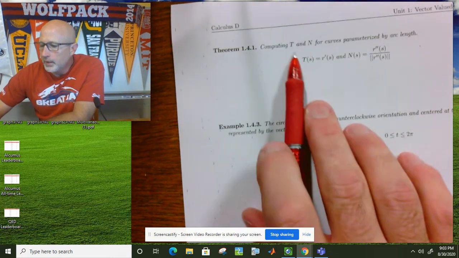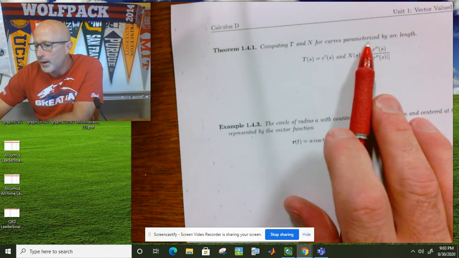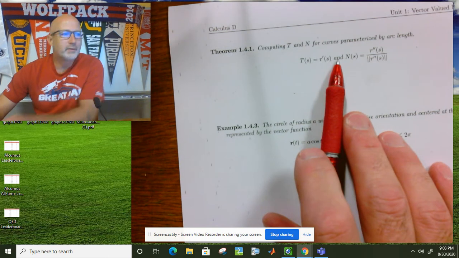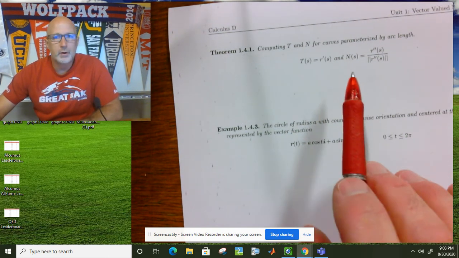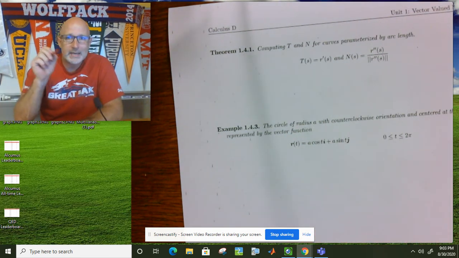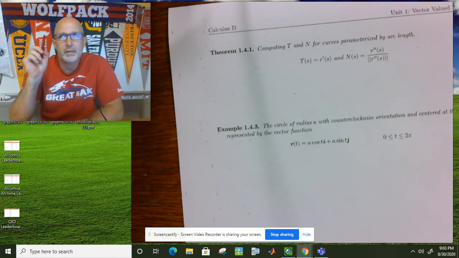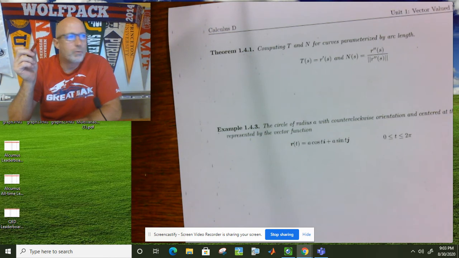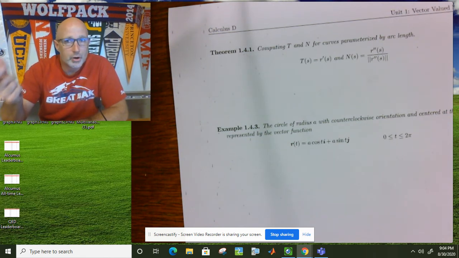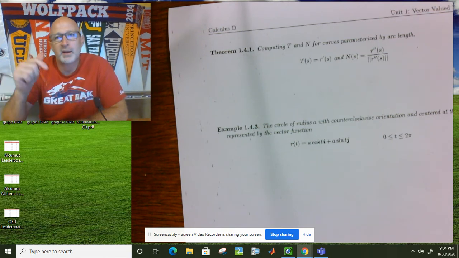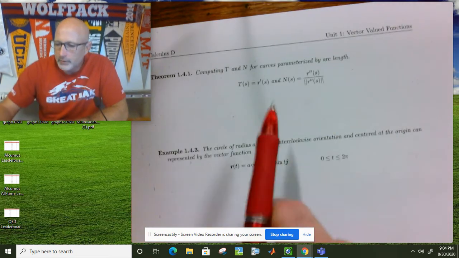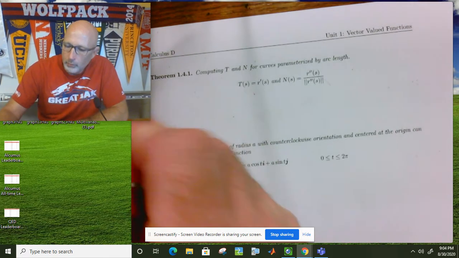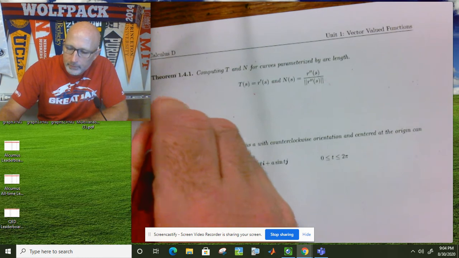Okay, so compute T and N for the curves parametrized by arc length. Now it's a little bit different. Before, it was T of t and N of t, and so our parameterization was based off of the parameter t. Now we have to switch it, because sometimes I want to come up with an equation that's in terms of the arc length, and that's exactly what I'm going to do. These are what the equations are, and we're going to go ahead and prove these.